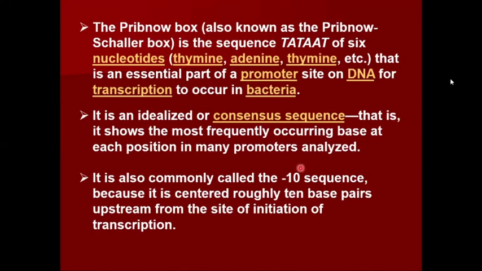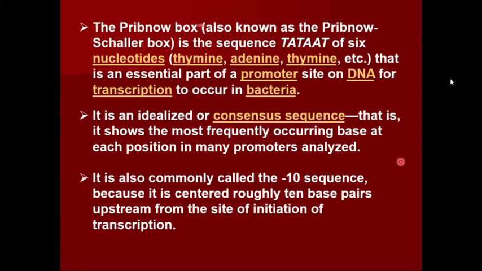so it is a sequence, the Pribnow box. It is a sequence of thymine, adenine, and thymine, 6 nucleotide residues. And it is an essential part of the promoter site on the DNA for transcription to occur in bacteria. It is an idealized or consensus sequence, okay, that shows the most frequently occurring base in many promoters that have been analyzed. What do you mean by that?